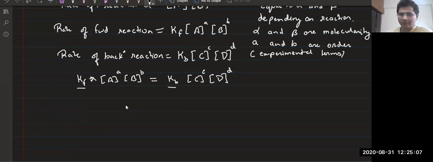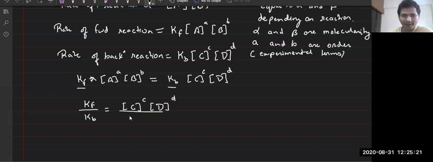Okay, so I will just cross multiply and I'll write like this. Kf by Kb is equal to concentration of C to the power C into concentration of D to the power D, divided by concentration of A to the power A into concentration of B to the power B. Agree? Okay, everyone, very good.